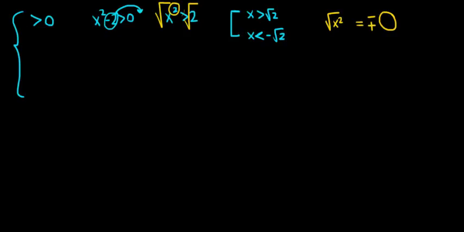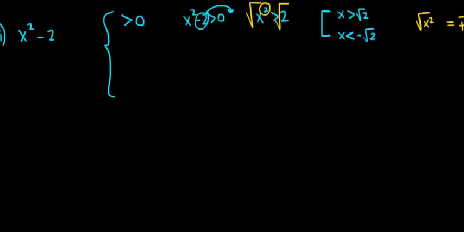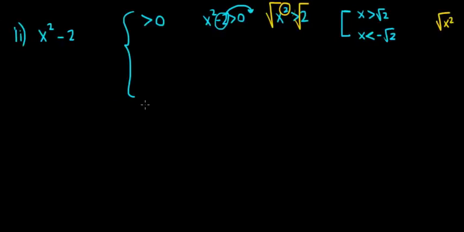Okay, let's go on. When can this thing be equal to 0? So x squared minus 2 equals to 0. Let's go back here. x squared minus 2 has to equal to 0. Well, this equals to 0 when x squared minus 2 equals to 0, which means that x squared should equal to 2.